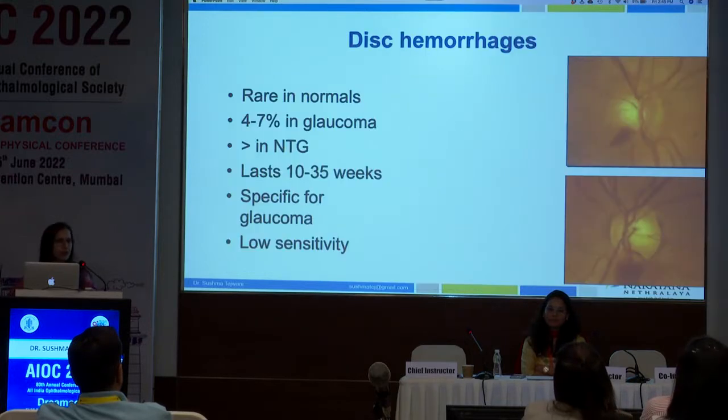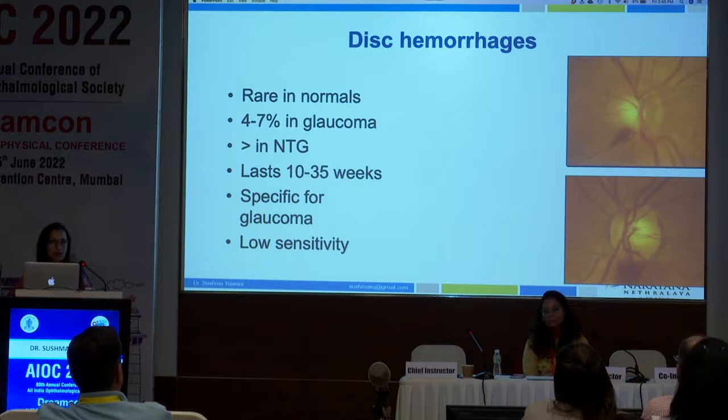Disc hemorrhage is again a very specific objective sign. Presence of disc hemorrhage definitely means glaucoma, because it is seen in less than 1% of normals. However, absence of disc hemorrhage does not mean much, because it is seen in only around 5% of glaucoma patients, because it does not last long.